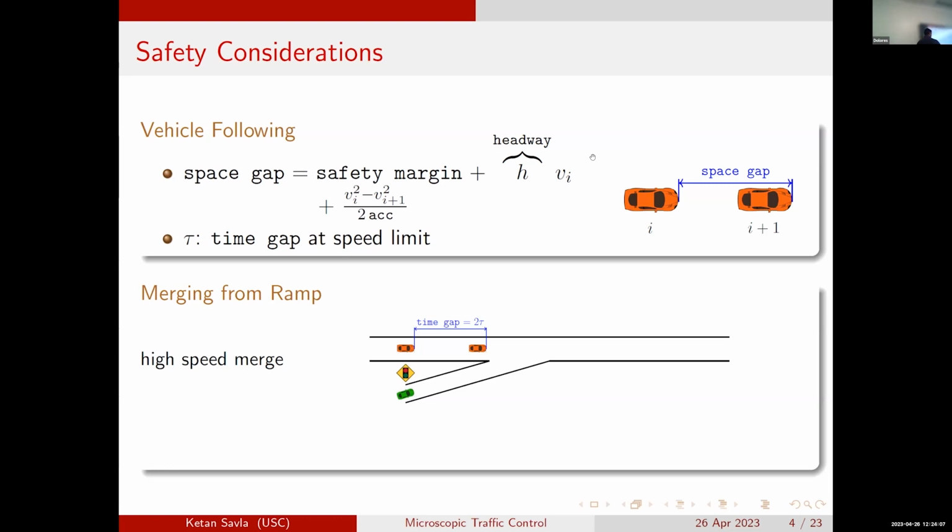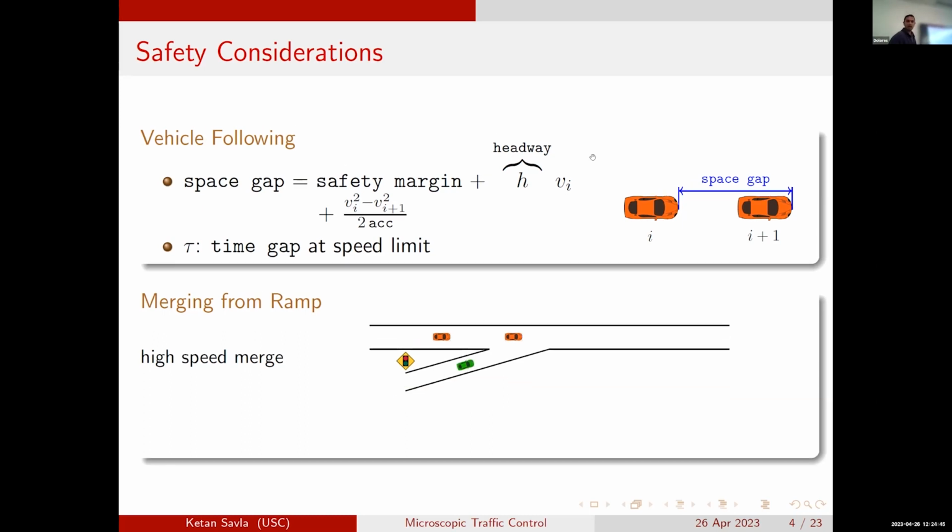But we also need to look at the safety considerations when the vehicles will be merging, right? So consider this scenario where this ramp needs to decide an optimal time for this green vehicle to join the main line. Ideally, let's say these two vehicles are traveling at the speed limit. And ideally, what this ramp would like to do is release a vehicle at a time so that once it reaches the main line, it is exactly in between these two vehicles, because if that's the case, then the distance between the green vehicle and the orange vehicle, both front and back, will be exactly tau. So this is how it will play out.